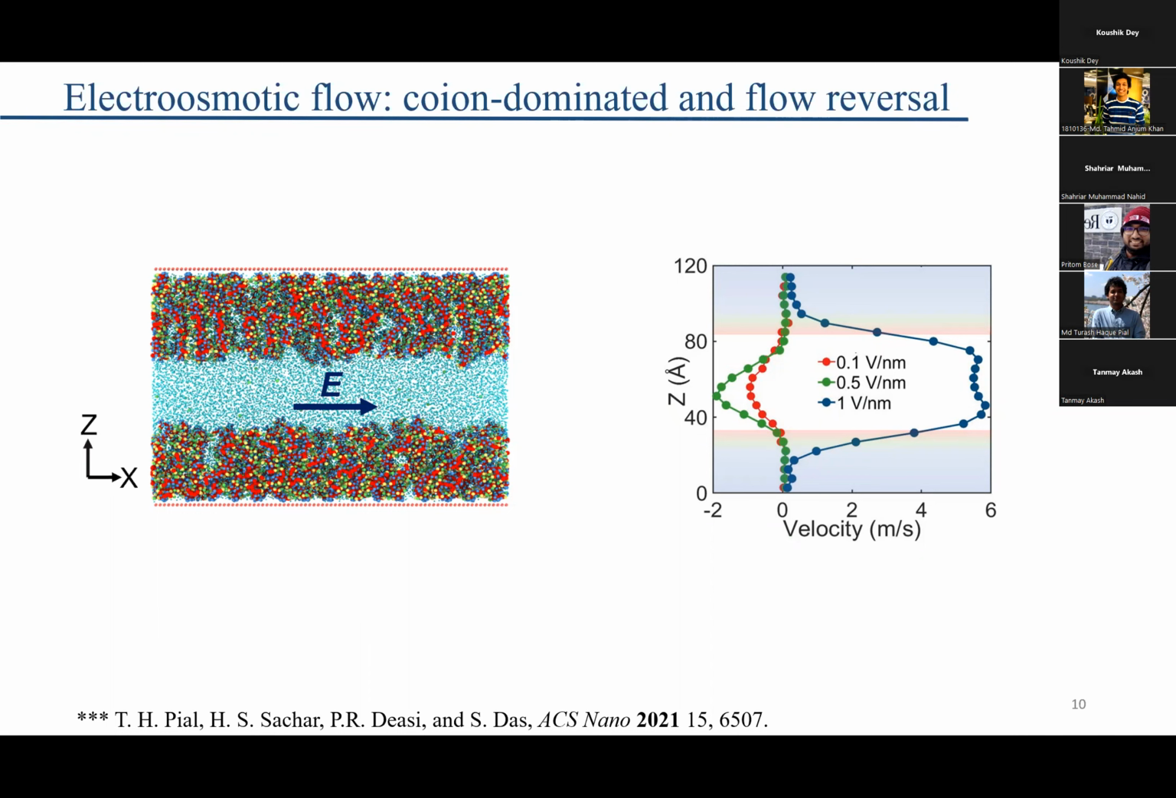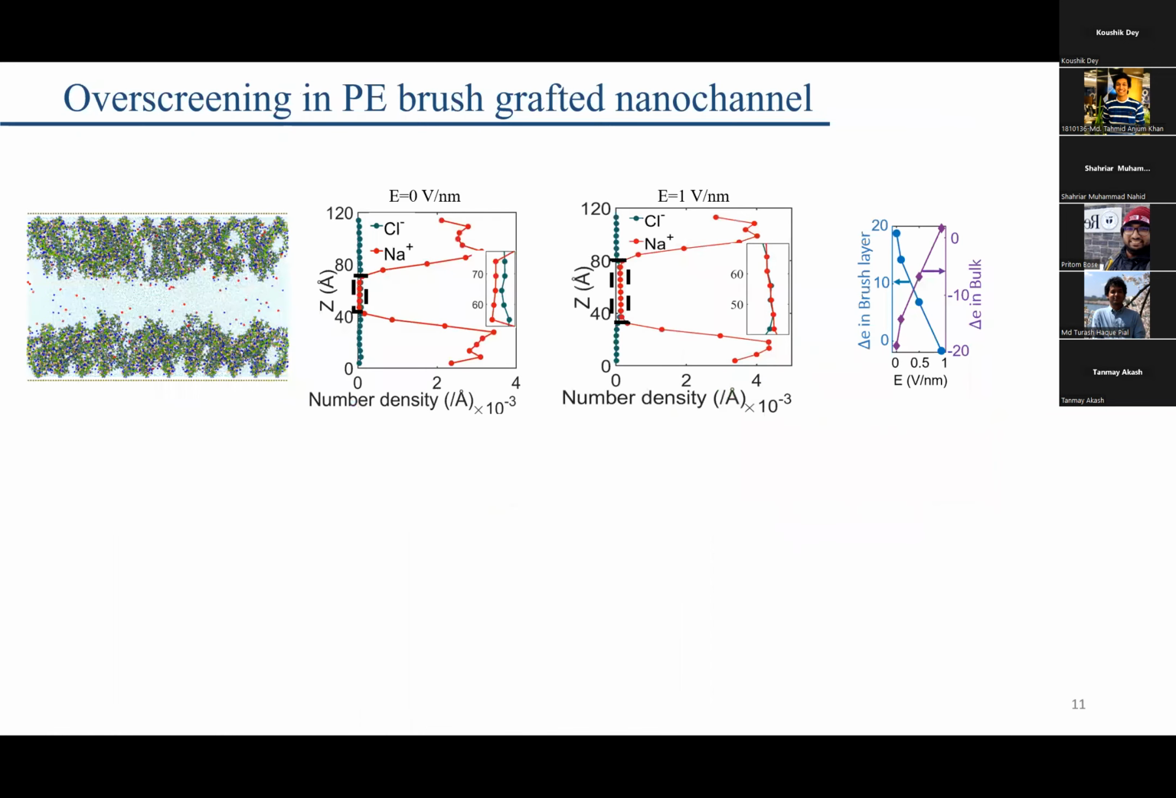My question is, how is the number of ions changing in the bulk with respect to the electric field? Is it some sort of energy distribution? Like you showed the energy for the ions to get rid of the brush is getting less. What is the relationship with the electric field? Why are the number of counter ions changing in the bulk when you increase the electric field? Okay, let me show you.